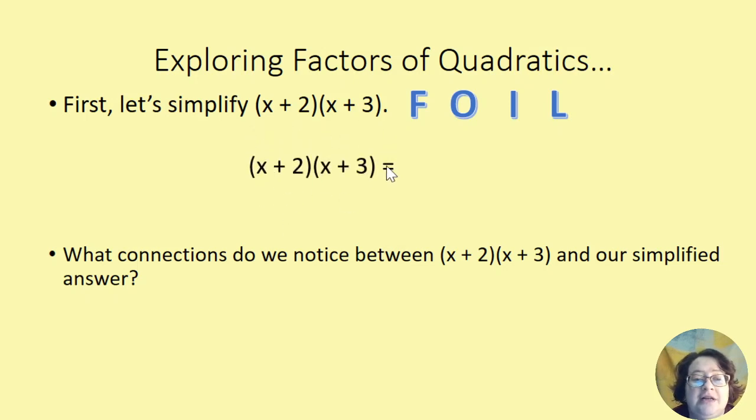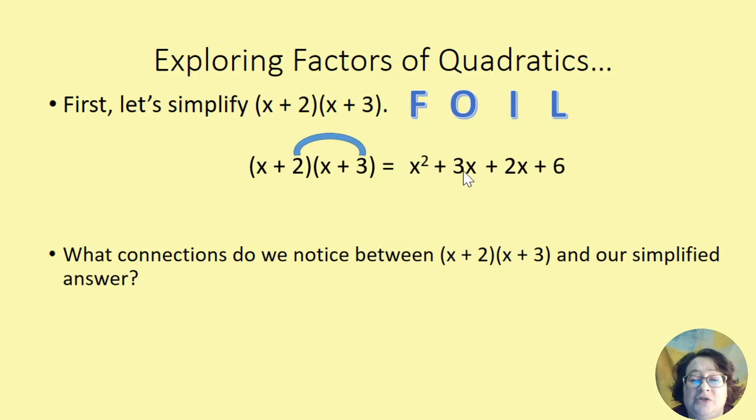So with my expression here, I'm going to start with first terms, x times x, and that's x squared. Then I'll go to my outside terms, x times 3, which is a positive 3x. Then I'll go to my inside terms, 2 times x is 2x. And then my last terms, 2 and 3. So 2 times 3 is positive 6.